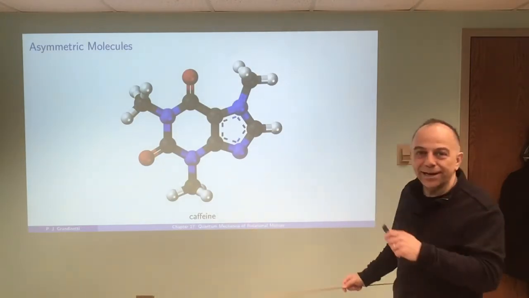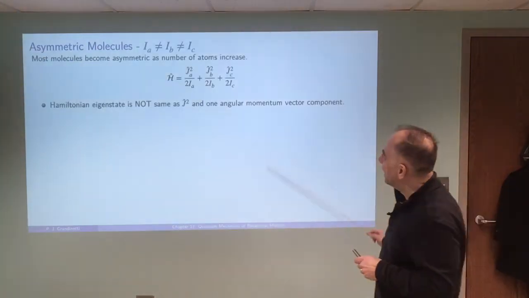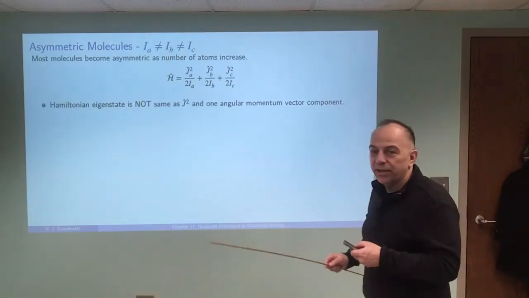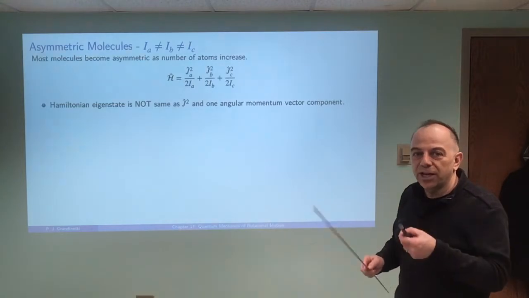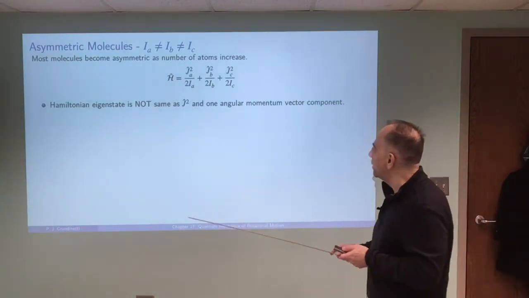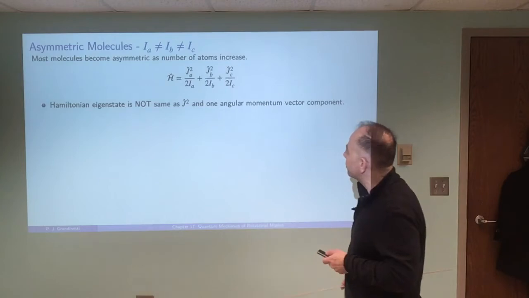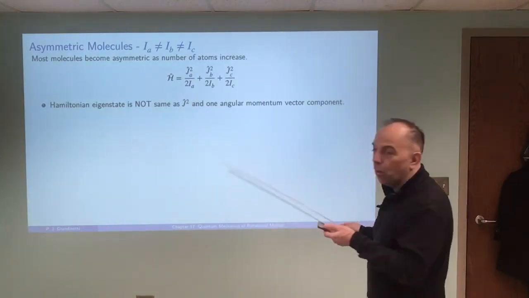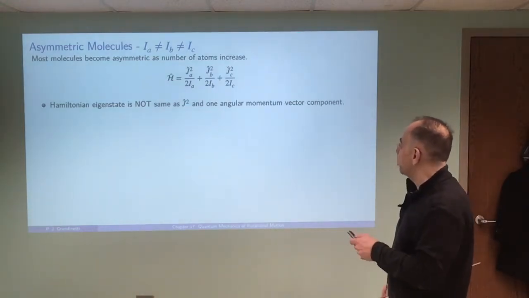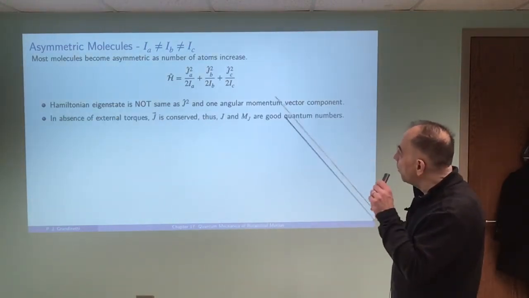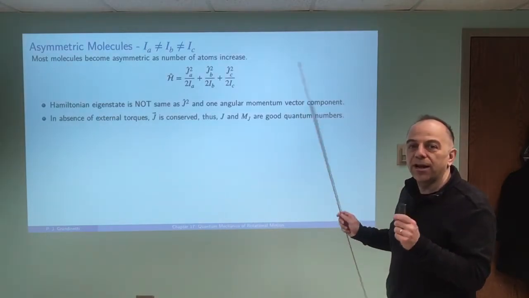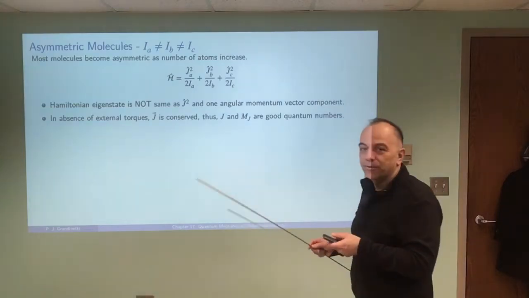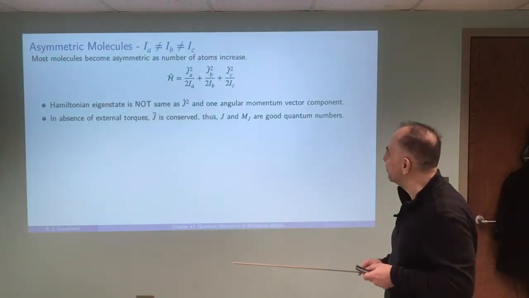Okay. The last example I'll do in this video is the asymmetric molecule. Just some random example here, caffeine. And this is the case where we can't do any kind of rearranging to put it in terms of the total J squared and one of the components. So we're stuck with this Hamiltonian, and this Hamiltonian is not an eigenstate of J squared and one of the angular momentum vector components. So we have a problem where we're not going to be able to find a solution as simply as we did before, even though we just looked up the solution.